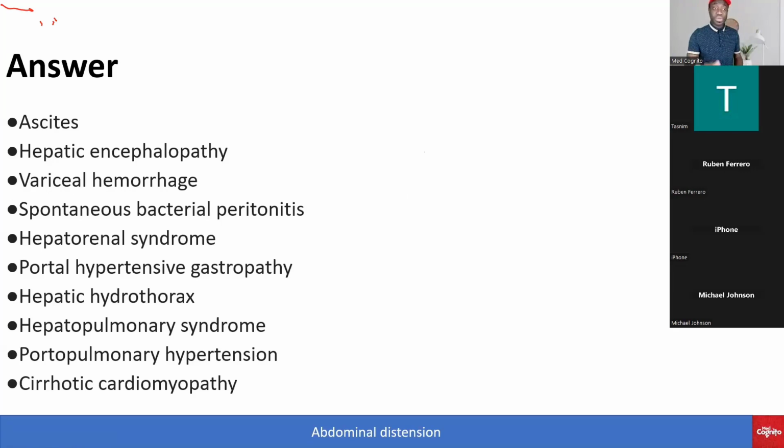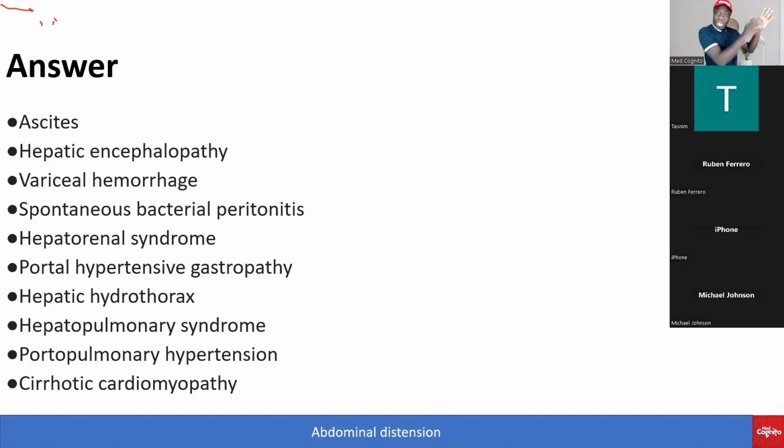It can lead to hepatic encephalopathy. It can lead to variceal hemorrhage, as you said. It can lead to even spontaneous bacterial peritonitis. So the whole issue with spontaneous bacterial peritonitis is the portal hypertension will lead to ascites, and when the ascites gets infected, then that can lead to spontaneous bacterial peritonitis. It can lead to hepatorenal syndrome. That's what you were talking about.